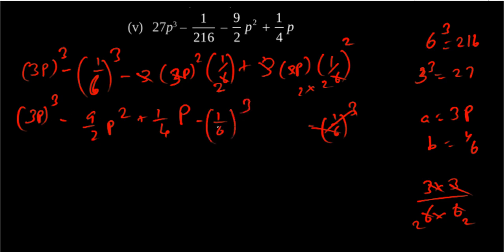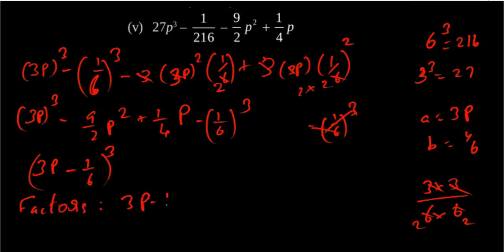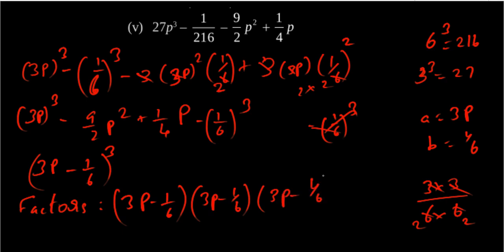So a cube minus b cube minus 3a square b plus 3ab square, this is our identity. So it is like the (a minus b) the whole cube format. Our a is 3p and b is 1 by 6. So (a minus b) the whole cube. So our factors are (3p minus 1 by 6) into (3p minus 1 by 6) into (3p minus 1 by 6).